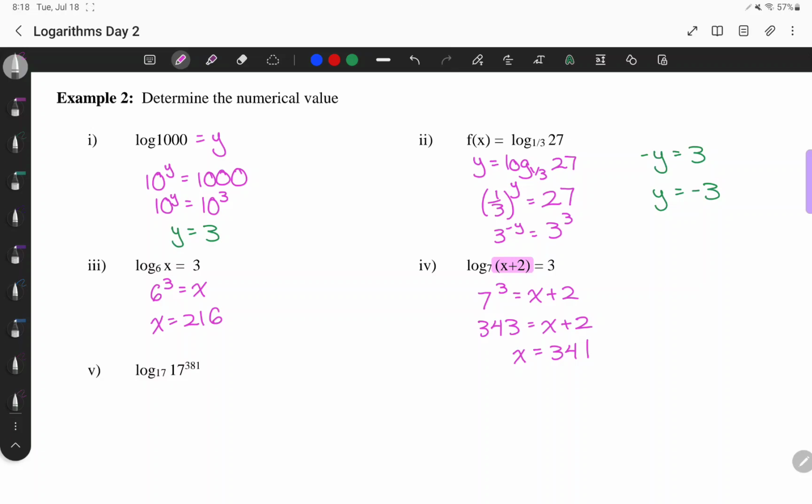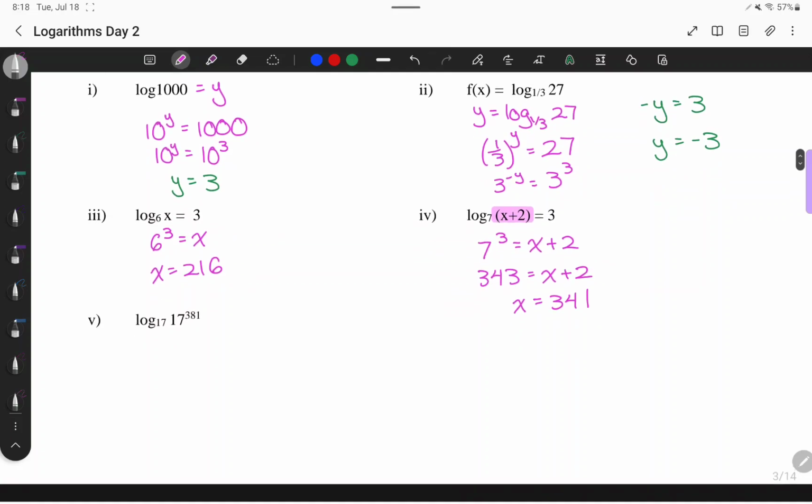Okay. Lastly, a little bit of an interesting one. We have log base 17 of 17 to the power of 381. Now we have some really big numbers here, but we can follow similar steps. So I'm going to start off by setting this equal to y. And I'm going to rewrite it.